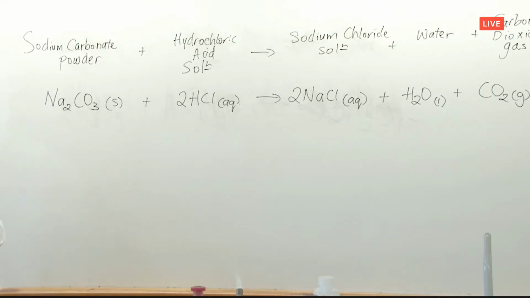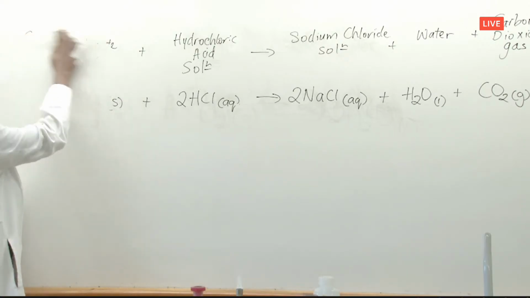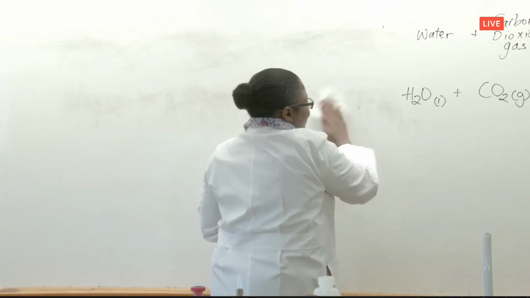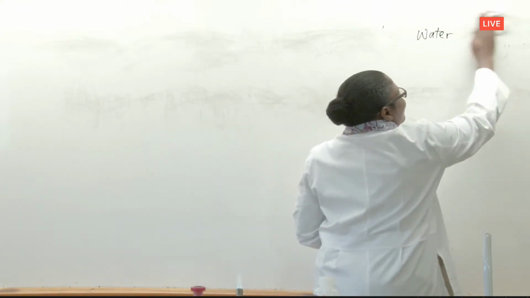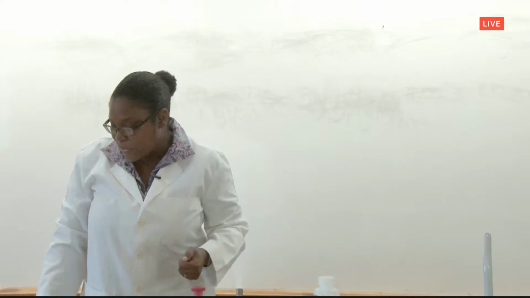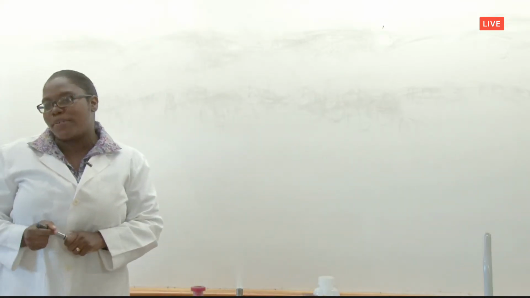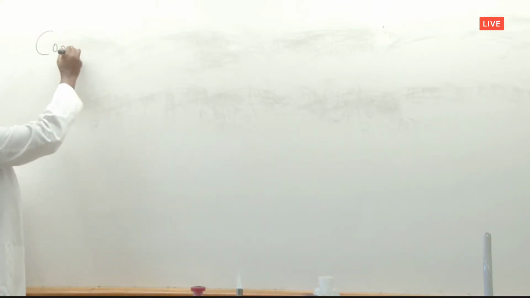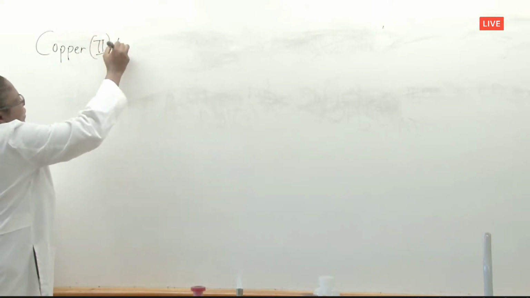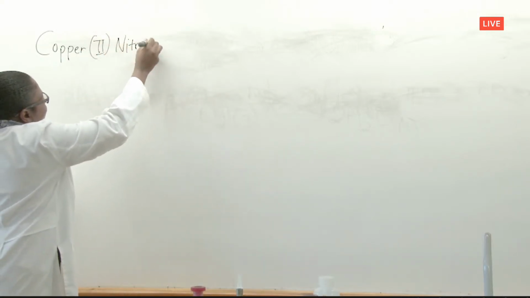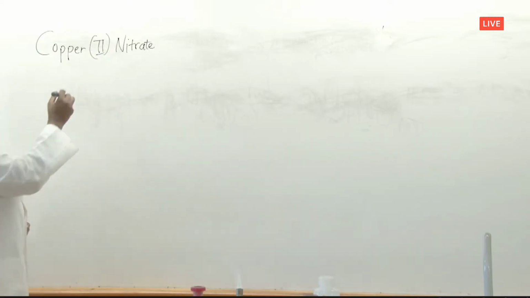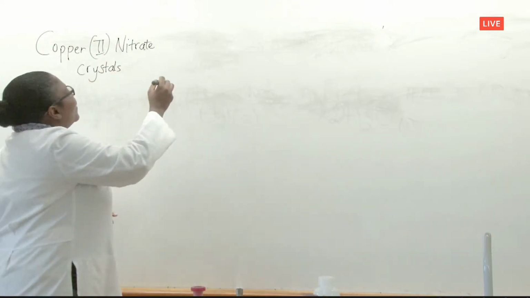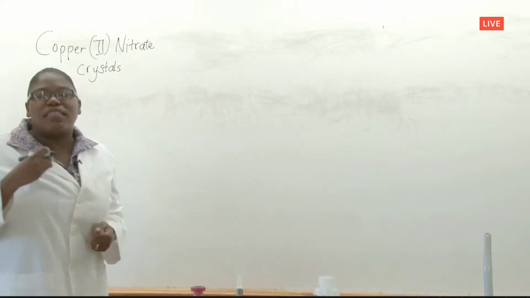Good. Let's do another reaction. One more. Now this reaction we're going to do is the thermal decomposition of copper 2 nitrate. Copper 2 nitrate. And we actually have the crystals. So let me get fancy and write crystals. You know, I could write solid, but I just want to be fancy. Okay, so it's the thermal decomposition.